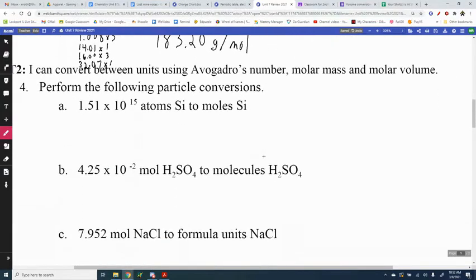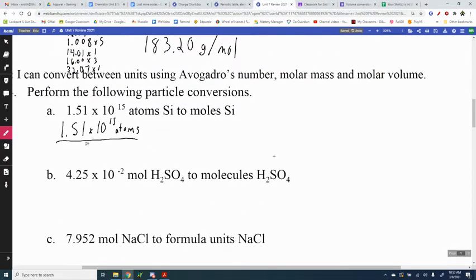All right, so moving on to actual conversions. We're going to start with our particle conversions. Particles are atoms, molecules, and formula units, all of which I've told you in the past you can shorten to part. Every one of these conversions, we start by writing down our given. So our given is 1.51 times 10 to the 15th atoms. I'm going to write atoms this time, but you can write particles if you would like.